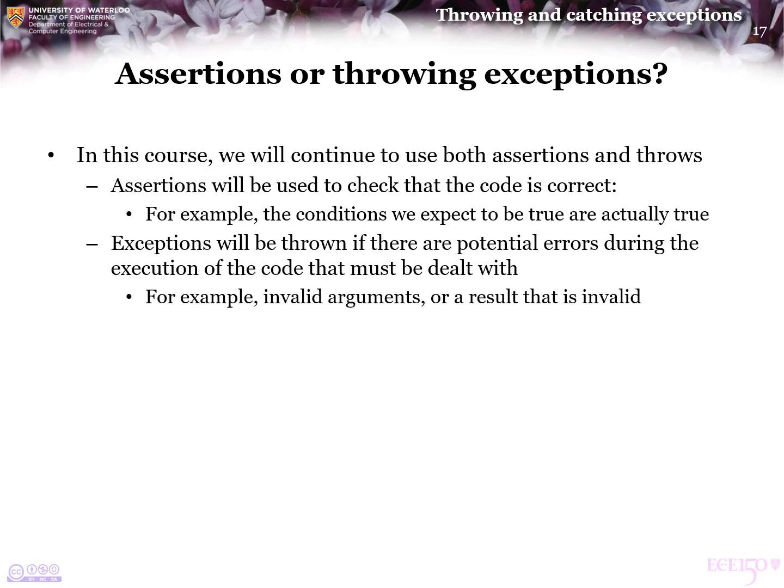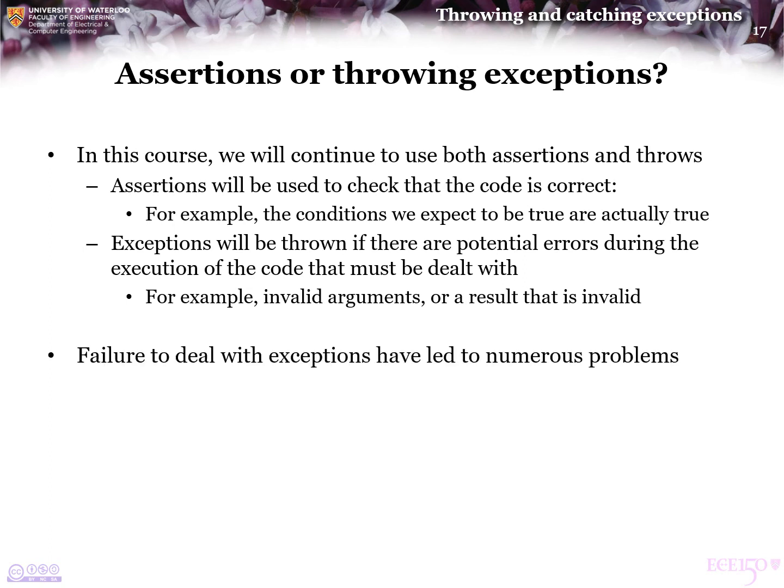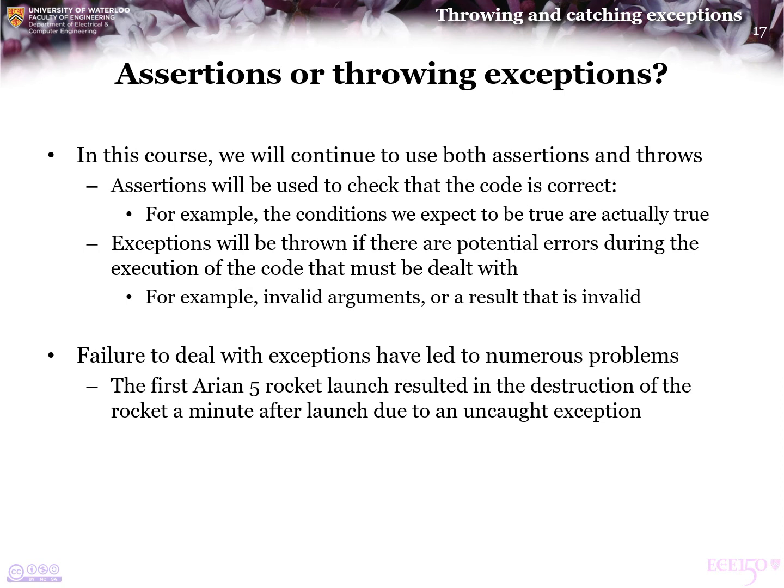Exceptions will be thrown if there are potential errors during the execution of the code, and these exceptional circumstances must be dealt with. For example, invalid arguments or a result that was invalid. For example, the failure to deal with exceptions at runtime has led to numerous problems. The first launch of the Ariane 5 rocket resulted in the destruction of the rocket about a minute after launch due to an uncaught exception where an overflow occurred.